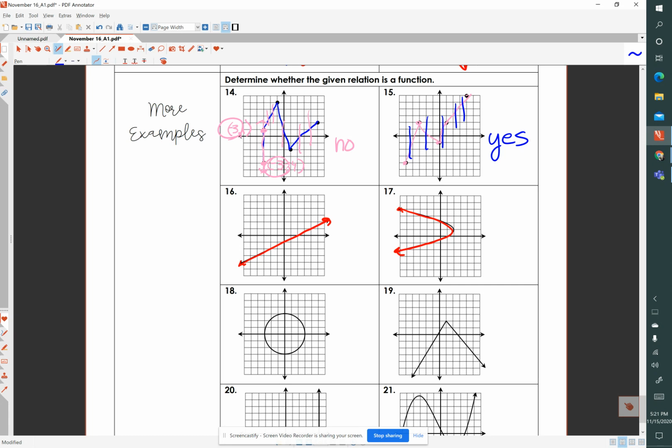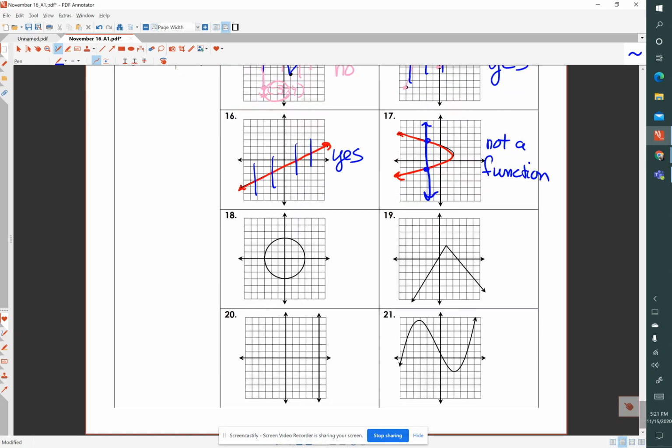Let's look at number 16. Again, we'll try putting that vertical line test everywhere. It only passes through the function at one point. So this is a function. Now, look what happens with number 17. If I take a vertical line and put it through that quadratic, it's going through 2 points, not a function. Number 18, I'll try the vertical line test at several places, and it goes through 2 points, so not a function.